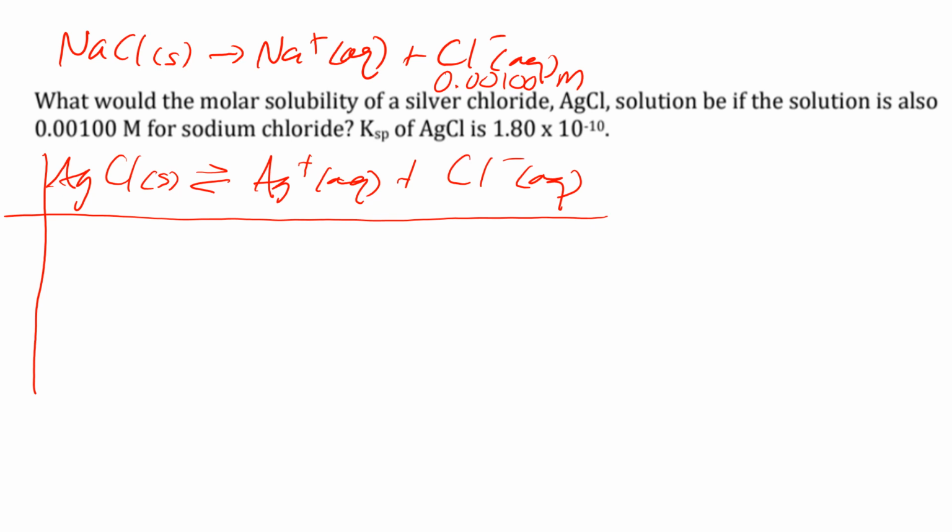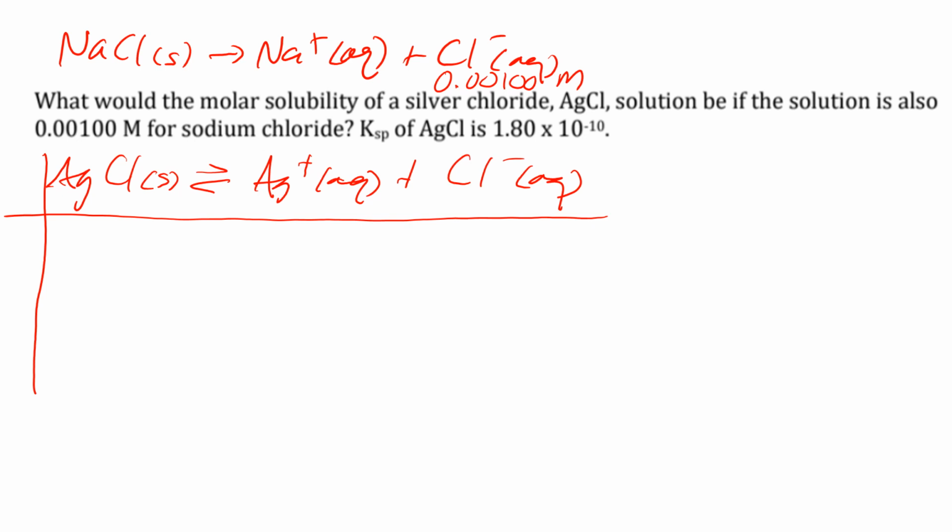Some things to be mindful of: we're unsure of what we're starting off with for the AgCl. So in the end, that's going to be my x. Silver ions and chloride ions are all 1 to 1 to 1, so the concentration for the AgCl, or the molar solubility, is going to be x. That's what we're going to be solving for in a second.